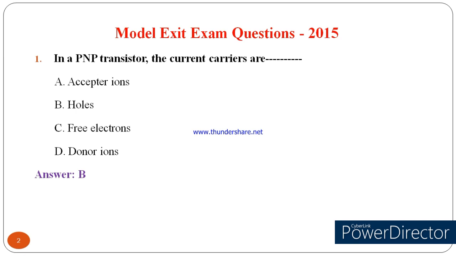A PNP transistor is a BJT or bipolar junction transistor which is formed by sandwiching the N-type semiconductor between two P-type semiconductors. The majority carriers in a PNP transistor are holes. Therefore, holes are responsible for current flow. Therefore, the answer is B. That is, holes are the current carrier in a PNP transistor.